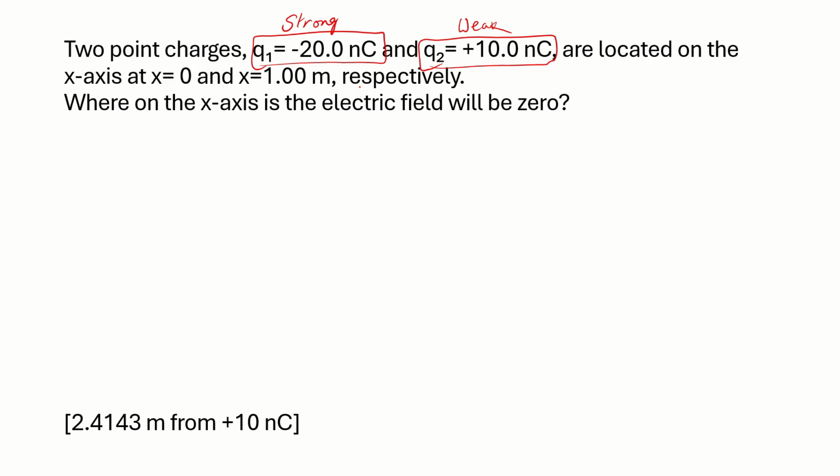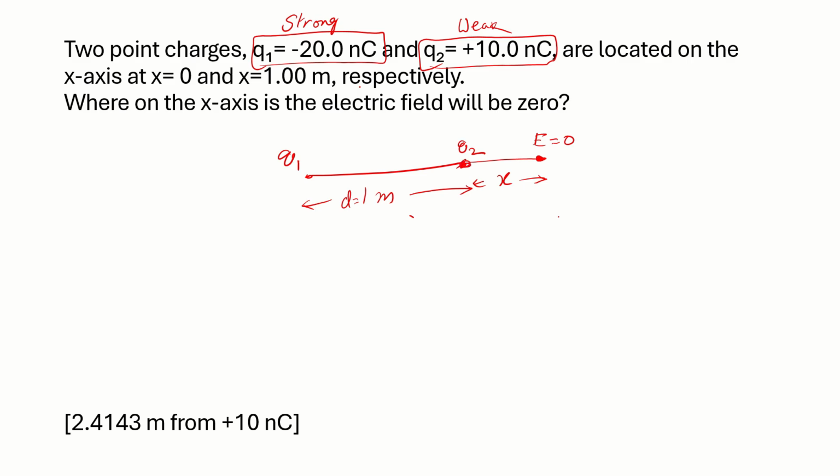Unlike charges means, what is the formula for unlike charges? Let me draw the scenario. This is the charge Q1, this is the charge Q2. The distance between them is 1 meter. Where is the electric field 0 in this case? Obviously outside, closer to the weak one. Let's assume at this point the electric field is 0, which is x distance away from the weak one.